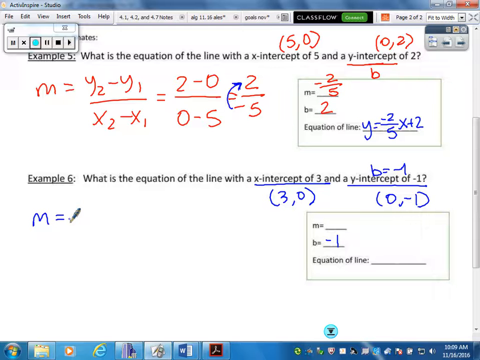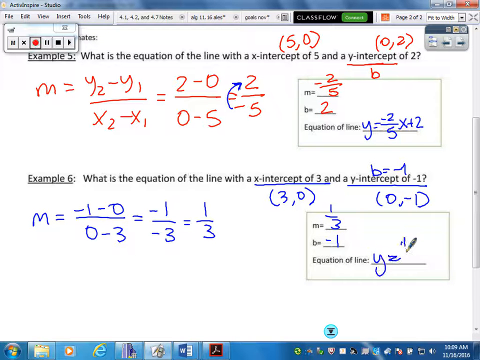So the slope is y2 minus y1, negative 1 minus 0, over x2 minus x1, 0 minus 3. Negative 1 take away nothing from that is negative 1. 0 take away 3 is negative 3. We have a double negative, so that becomes positive 1/3. And that's my slope. So the equation is y equals 1/3 x minus 1. And that is the equation of this line.